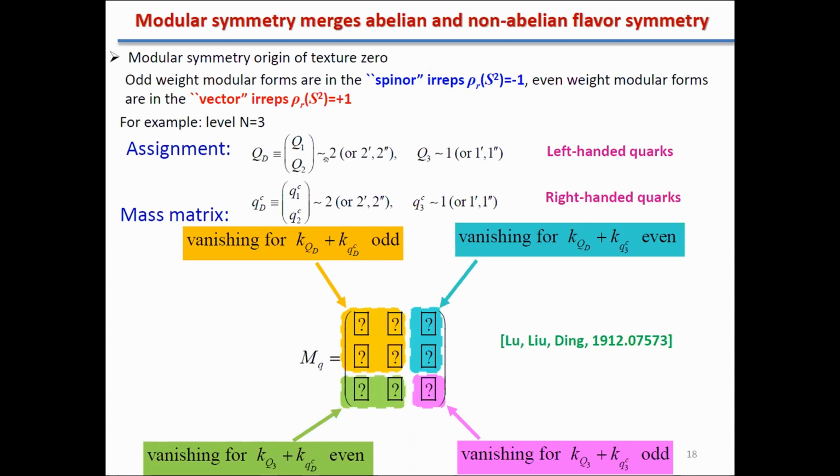But if we choose a modular form, the weight of the modular form is determined by the sum of the k_D plus k_C_D. If it is odd, there is no odd weight modular form in the vector representation, so it is exactly zero. This is the idea, so it is quite simple. That means we can use the structure of modular forms to generate zeros exactly.